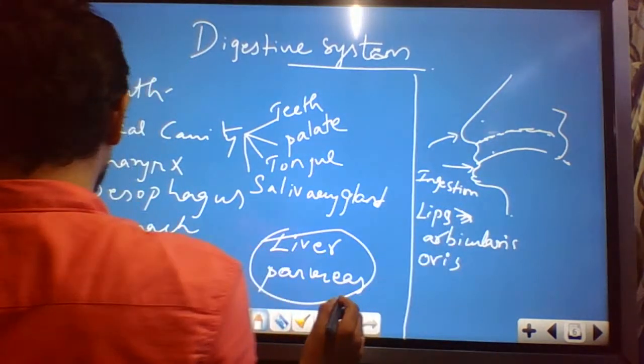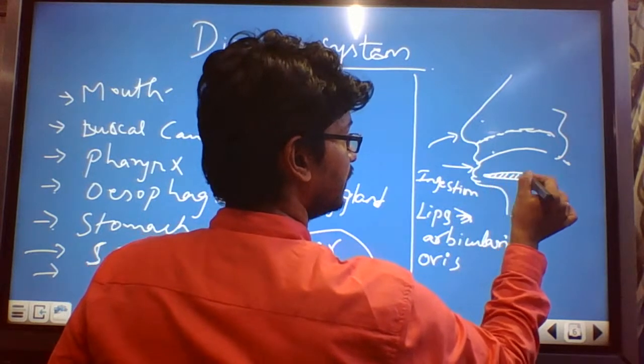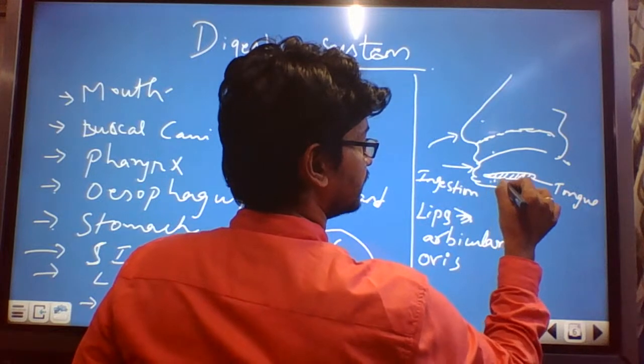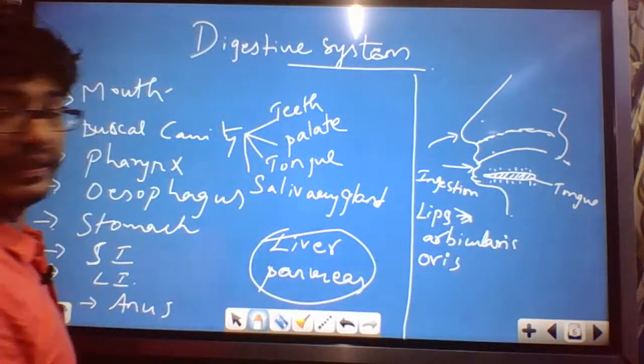The palate, பாத்தீங்கன்னா, for example இங்க palate இருக்கு. Here we have a tongue. This is the tongue, and here we have the teeth. This is the teeth and here we have the tongue.